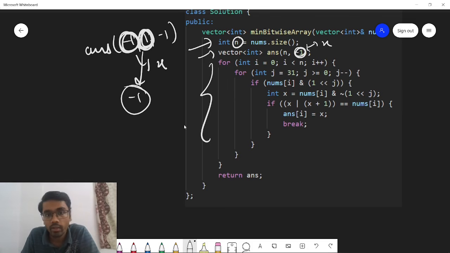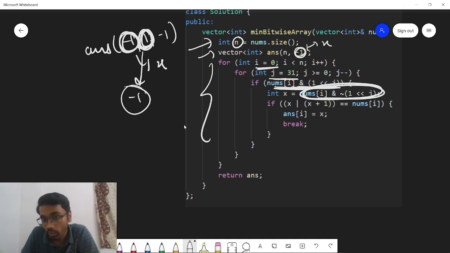So what we are doing next, we are just iterating on each and every nums of i. For each and every nums of i, we are trying to unset a set bit starting from the most significant bit. So we are checking if this particular bit of nums of i is set or not. If it is set, we are unsetting it. So this is how we unset a bit. And after unsetting it, whatever value we get is nothing but x. And if we get the x, we can just check the condition if x or x plus 1 is equal to nums of i or not.